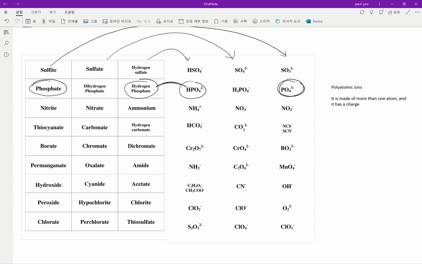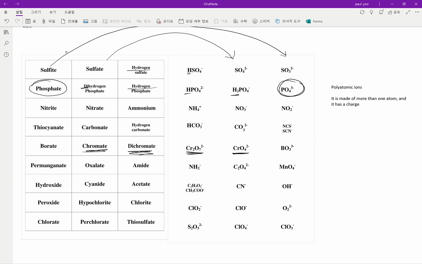So what you see here in common is that when H is added in front, it has the name hydrogen, and when double H is added, then it has something called dihydrogen. Cr2O7 with 2- charge is dichromate, and CrO4 2- is chromate. Don't really worry too much about why this one has 2- but that one also has 2-. I will explain that when we have the actual lecture, so don't worry too much about that.